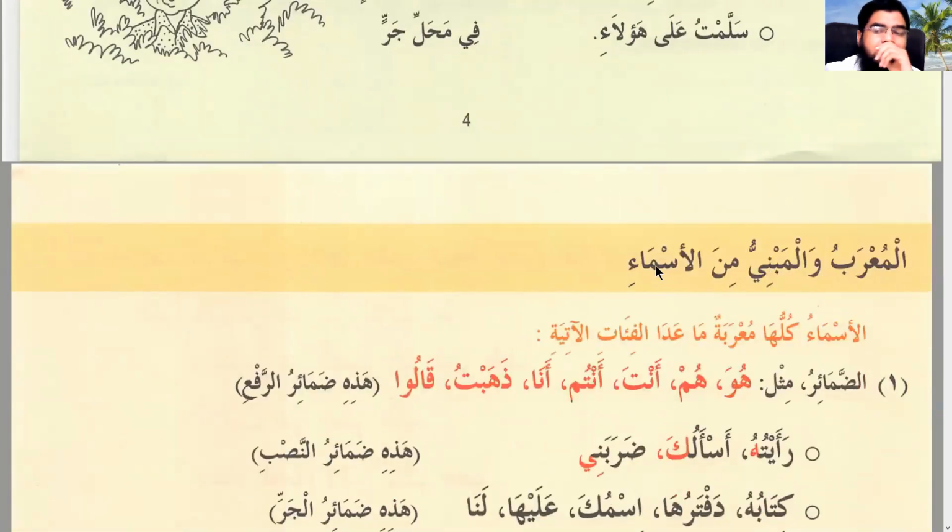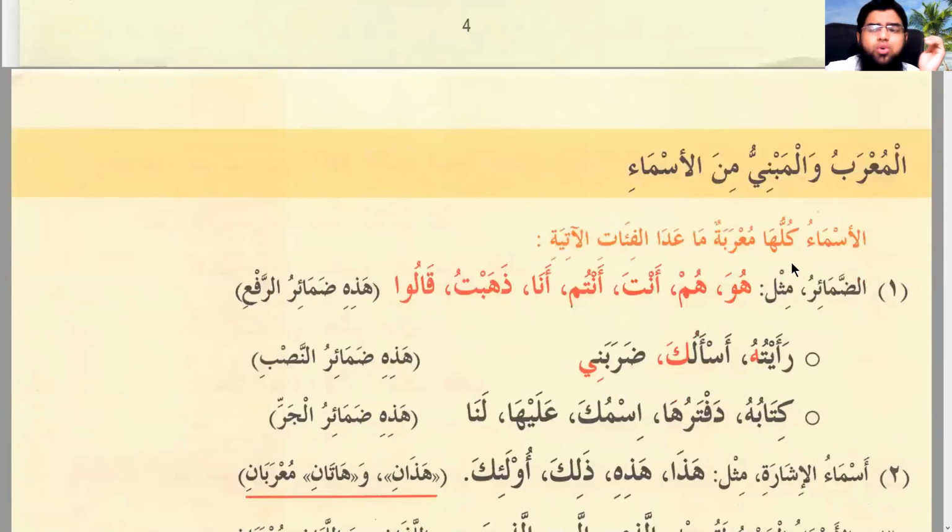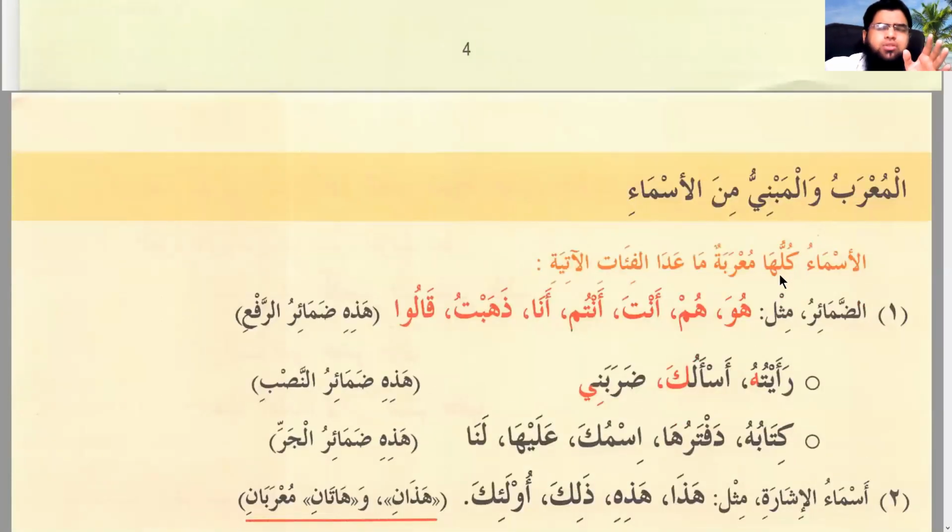Al-mu'rabu wal-mabniyu fil asma. Mu'rab and mabni in the nouns. Al-asma'u kulluha, the nouns, all of them are mu'raba. Ma adal fiyatil atiya. He gives a list, and we'll just do this list today, inshallah. Ma ada is except, illa. We'll learn in istisna. Ghayru, ma'ada, siva, illa are all used for exceptions. Except.